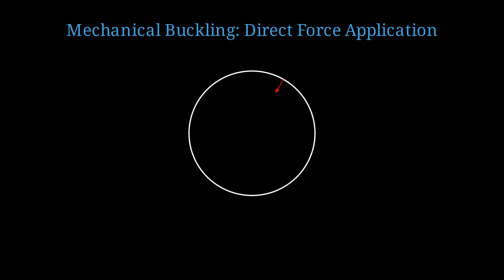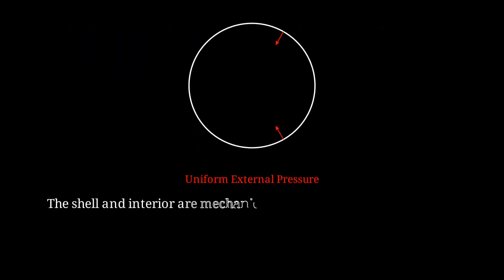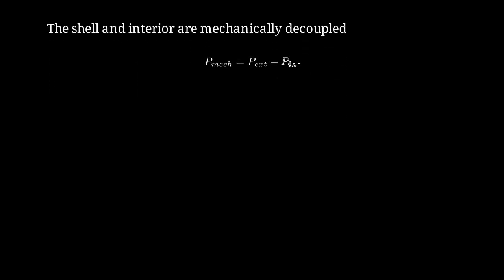Now let's analyze mechanical buckling in detail. In mechanical compression, external forces act directly on the shell surface. Forces are applied uniformly from all directions. The shell experiences compression that's independent of the interior volume. Crucially, the shell deformation and the interior volume are mechanically decoupled. The shell can deform without necessarily changing the enclosed volume. The mechanical pressure difference equals the external pressure minus the internal pressure.